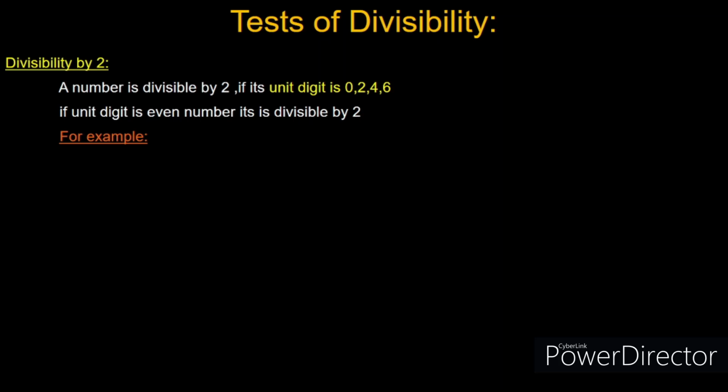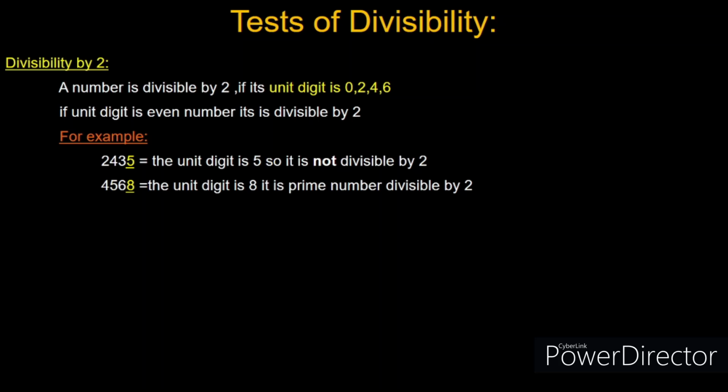For example, 2435: the unit digit is 5, so it is not divisible by 2. That is obvious. For example, 4568: the unit digit is 8, so it is divisible by 2. In an aptitude exam, we need to take 30 seconds or 50 seconds for each question, so we don't have that much time to solve it. So we need to find shortcuts. In maths, everything is a shortcut.